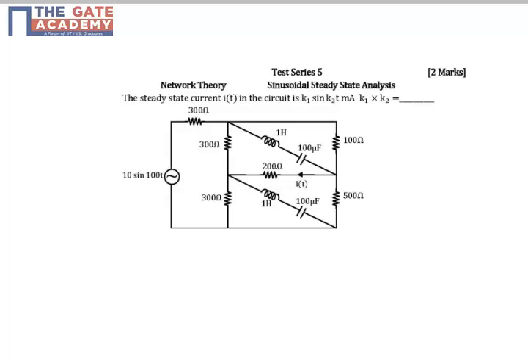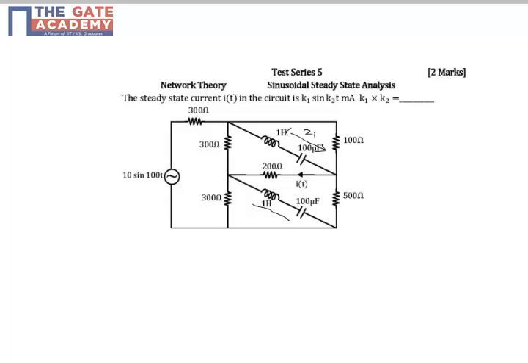In this question, we have to determine the product of K1 and K2 where the current through the 200 ohms resistor is K1 sin K2t milliamps. Okay, first let us consider these two branches.